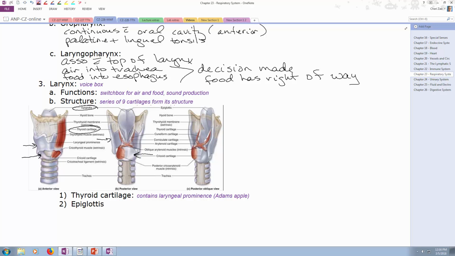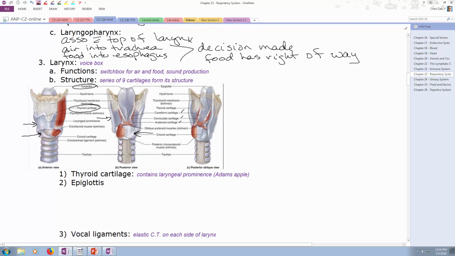The cuneiform, the corniculate, and the arytenoid cartilages are really, really small and only can be viewed from the posterior aspect. And the arytenoids are the ones that are actually more or less attached to our vocal cords or ligaments.